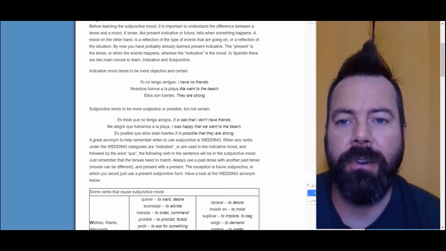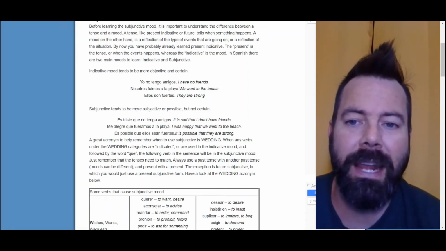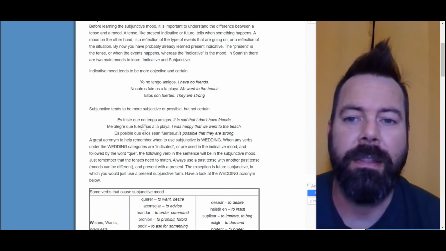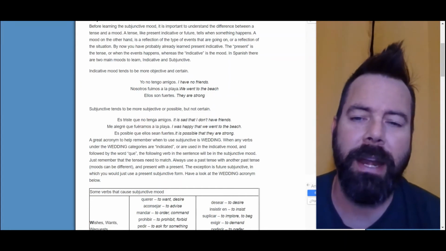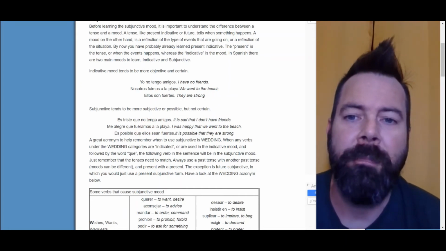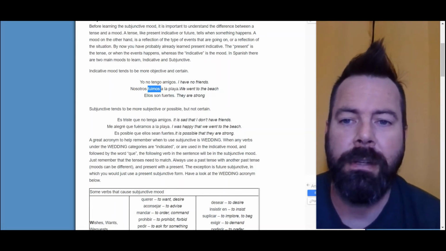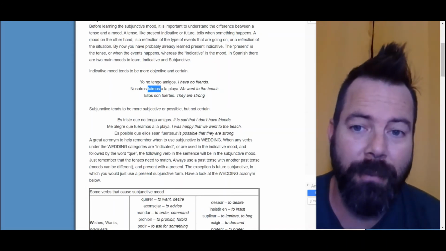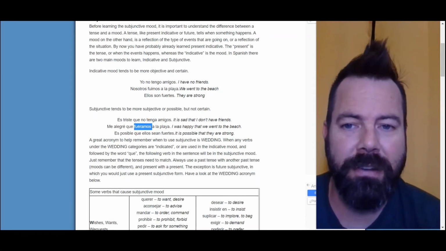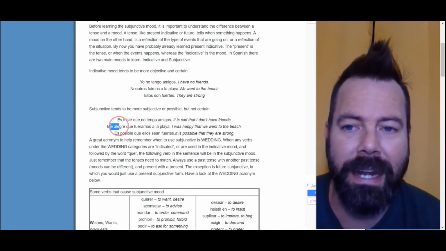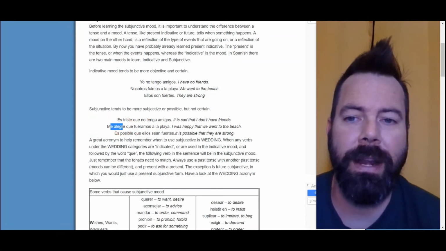So nosotros fuimos a la playa. Me alegré que fuéramos a la playa. This is a past subjunctive. Don't worry about it yet. Just know that it's past subjunctive. It's past form. It's subjunctive of that guy right there, of fuimos. So me alegré que fuéramos a la playa. Subjunctive now because you indicated something from the wedding list.